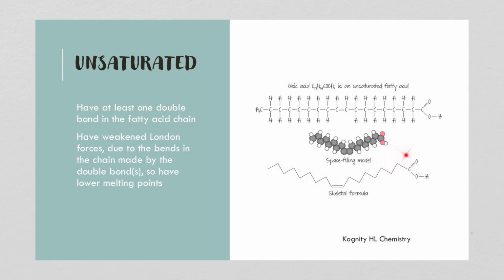So because of that, the London forces are weakened because of that inability to stack up as tightly to one another because of those bends. So these ones have lower melting points, which means that they tend to be liquid at room temperature.